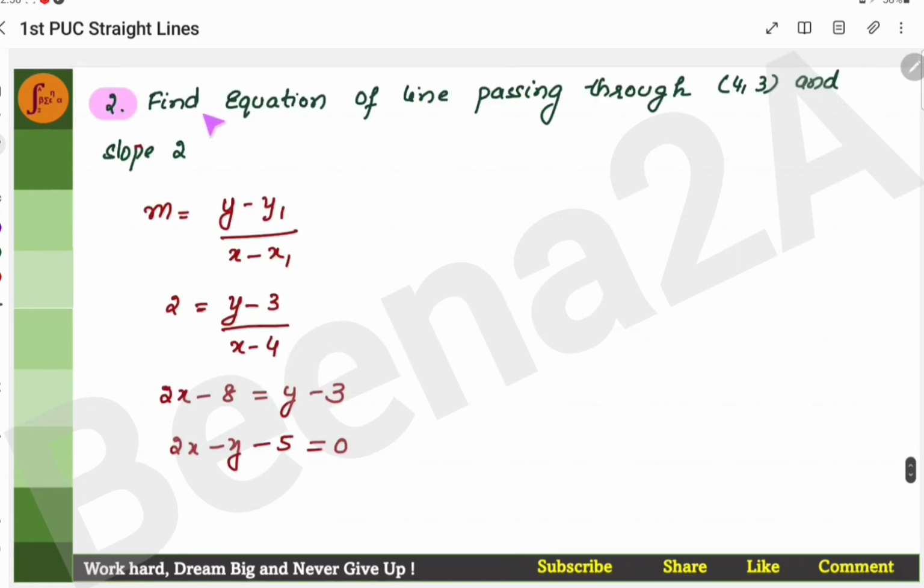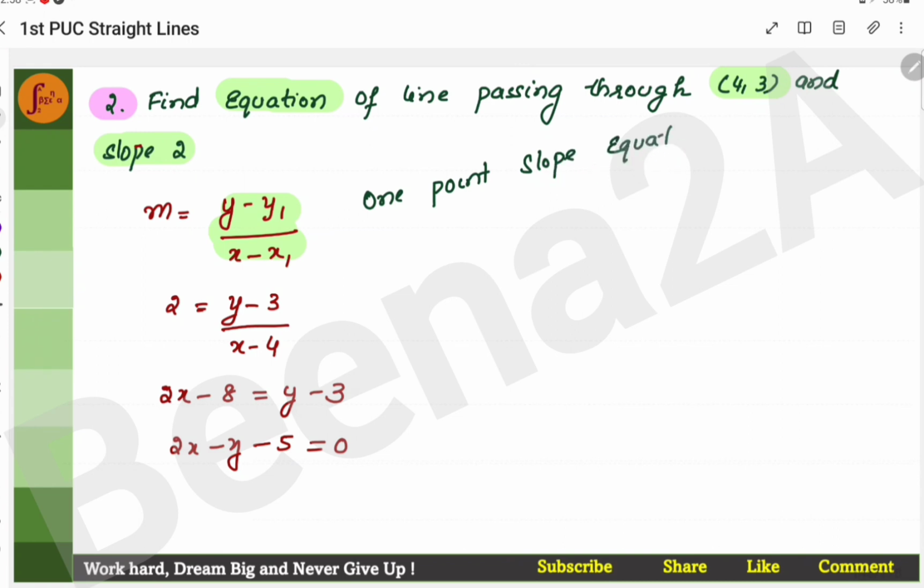Now let's look at the next problem. Find the equation of a line passing through a point, and the slope is also given. The point is also given. You have to find the equation of the line. So you'll have to use this particular formula, which is the one-point slope equation, right?